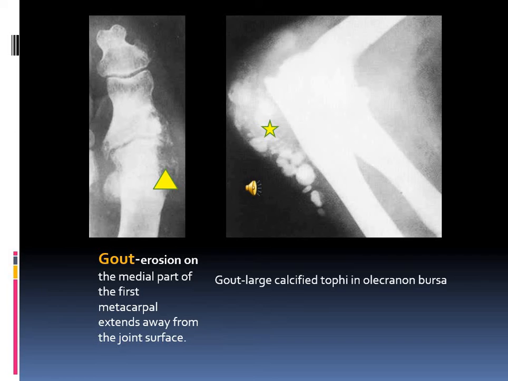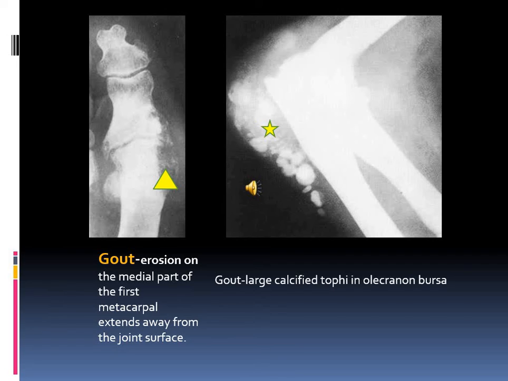Also, another joint is noted on the right side, which is the elbow joint. There is a big soft tissue swelling surrounding the elbow joint, with multiple areas of small, variable-sized dense bodies noted within the soft tissue of the joint. This represents calcified tophi related to gout, which is represented by the star region.